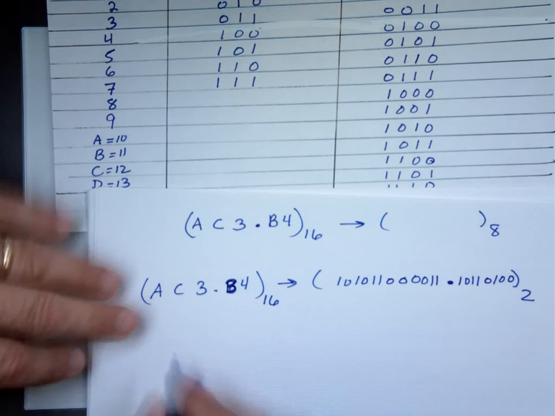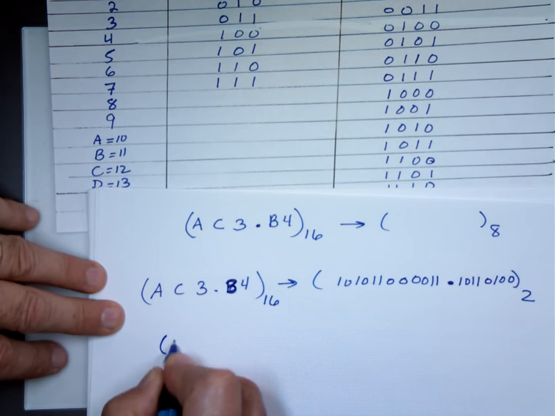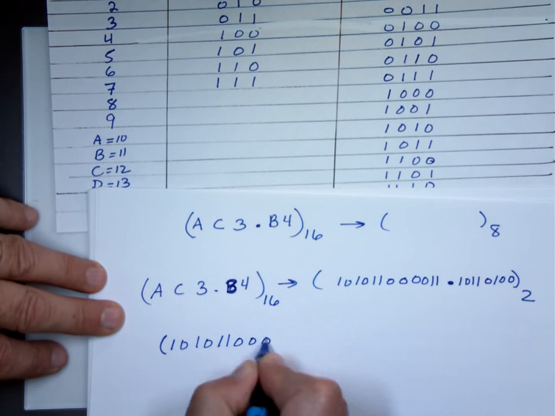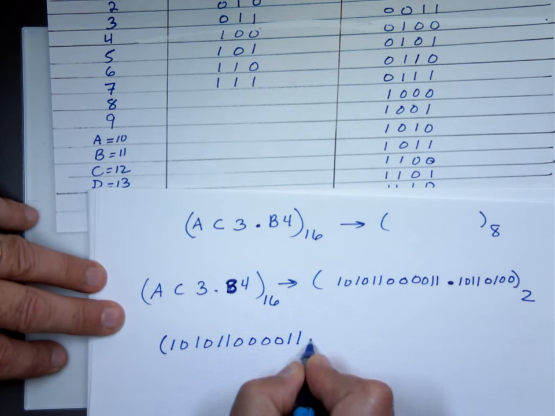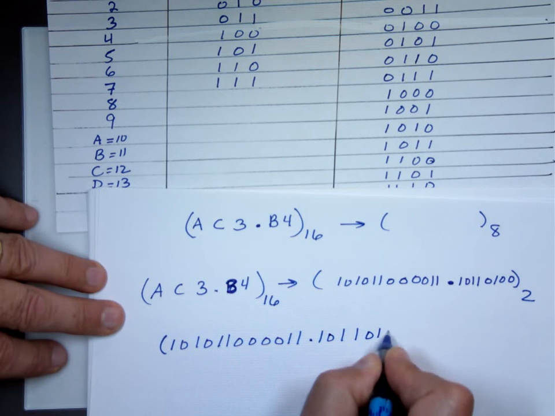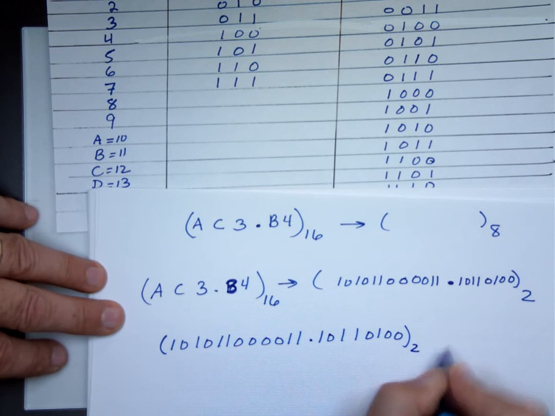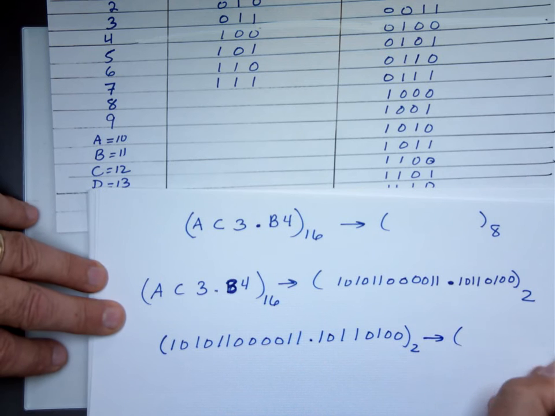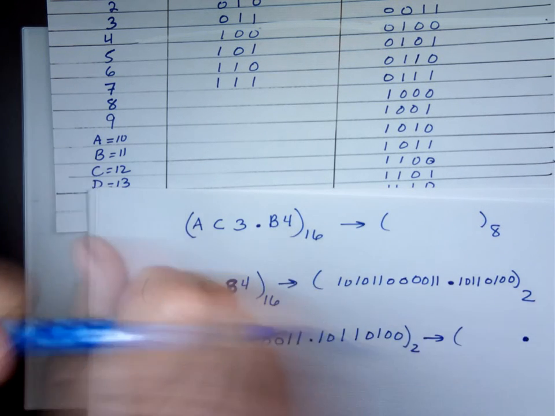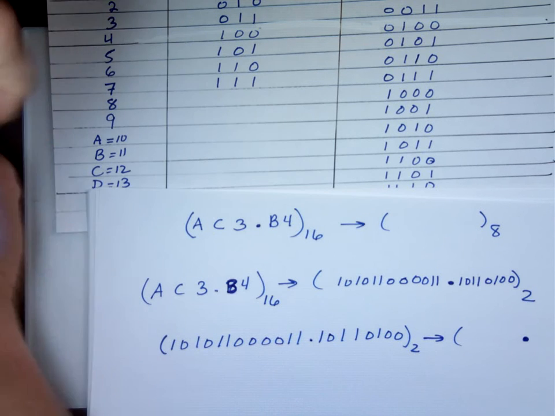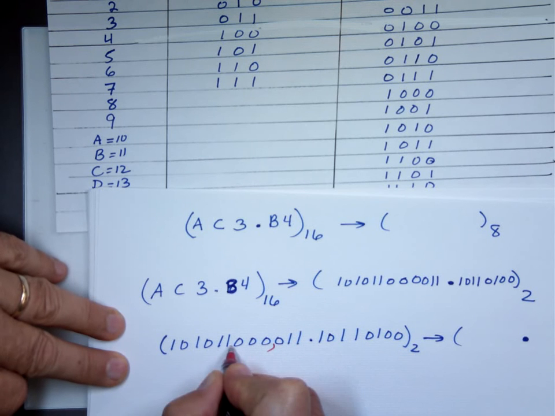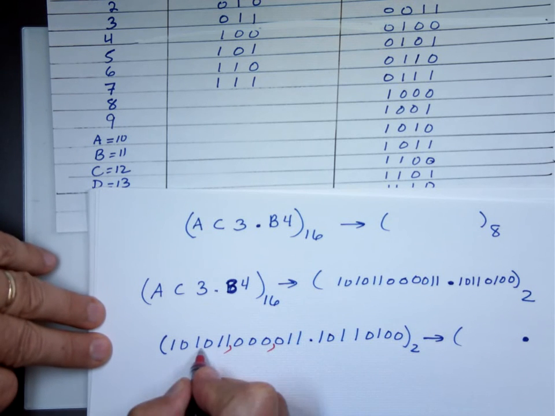Now let me do the reverse. Let me go from base 2, hopefully I didn't leave any digits out. From base 2 now, I want to change that to base 8. Here's my decimal point. Here's what I'm going to do. Base 8, always groups of 3s. This is one group. This is another group. Another group, another group.